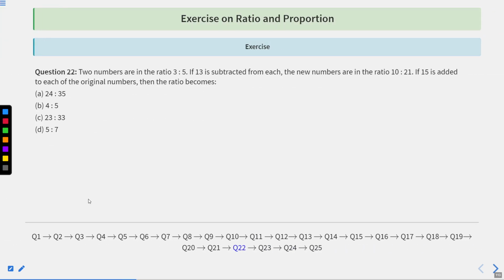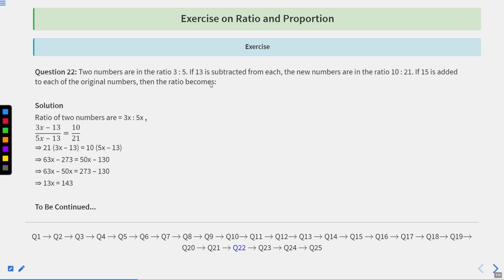Question number 22. Two numbers are in the ratio 3 is to 5. If 13 is subtracted from each, the new numbers are in the ratio 10 is to 21. If 15 is added to each original number, then the ratio becomes. Let us now have a look over the solution.